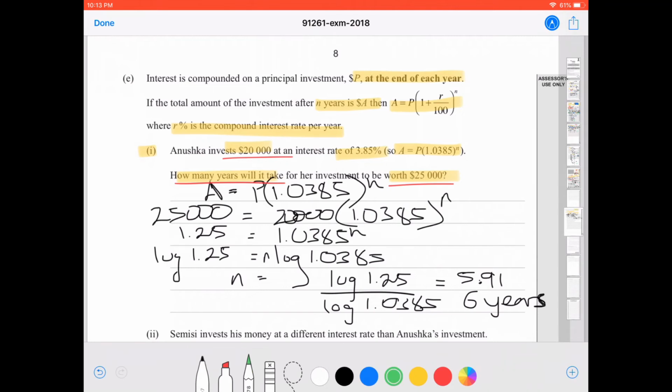So that gets you a merit grade. You're achieved taking log of both sides and n as a factor. Log of both sides and n as a factor, so this gets you an achieved. Marking schedule mentions n equals 5.91 gets you an achieved, so actually you needed this 6 years for the merit. Okay.